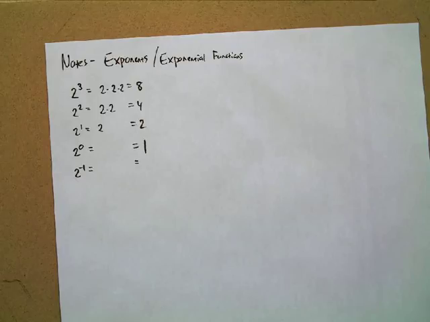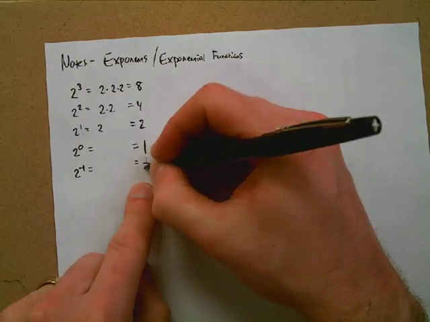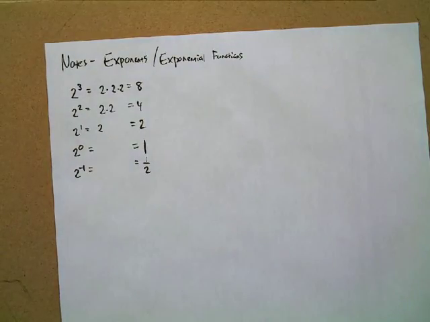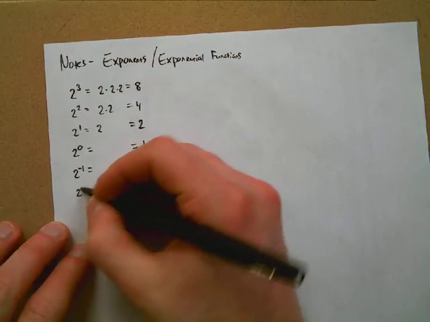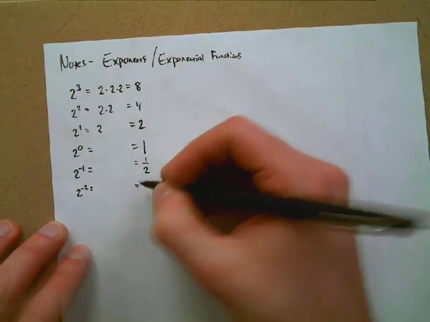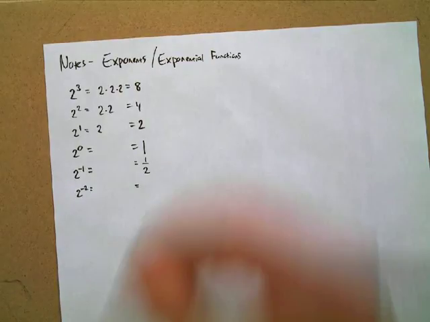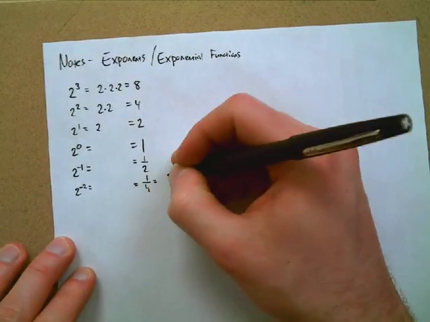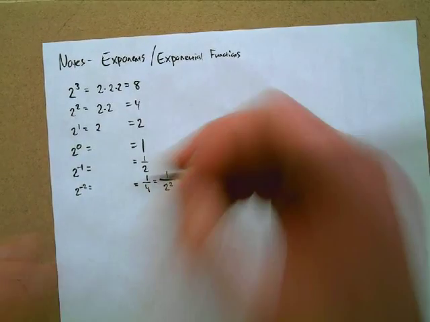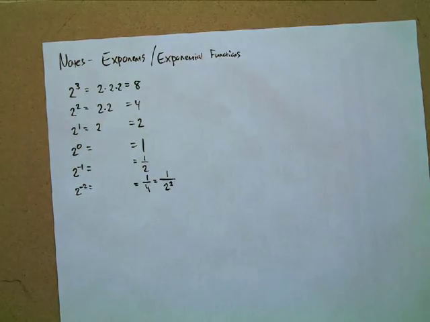So for example, 2 to the negative 1, what's that equal? 1/2, which is just 1 divided by 2. Okay. 2 to the negative 2. What's half of 1/2? 1/4, which is also the same thing as saying 1 over 2 squared. So there's that whole idea that if you have a negative exponent, you can move it into the denominator and give it a positive exponent.